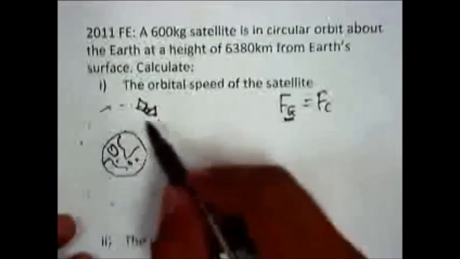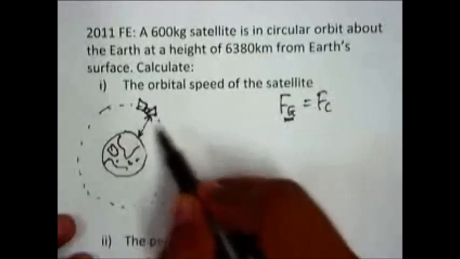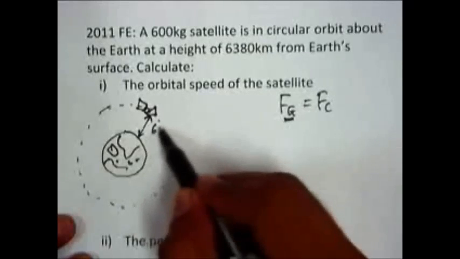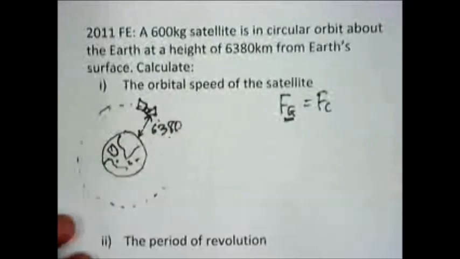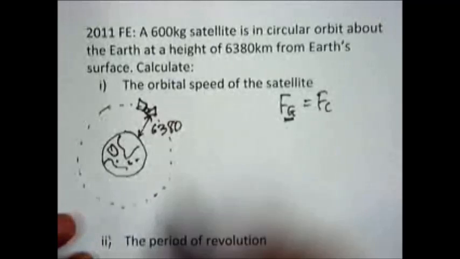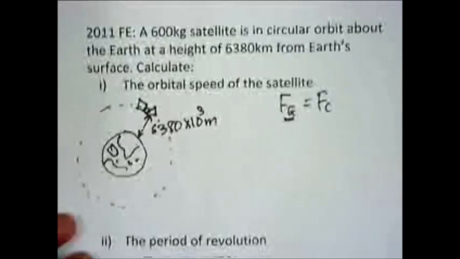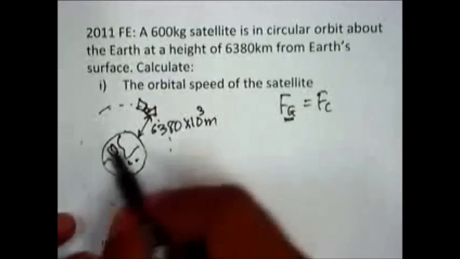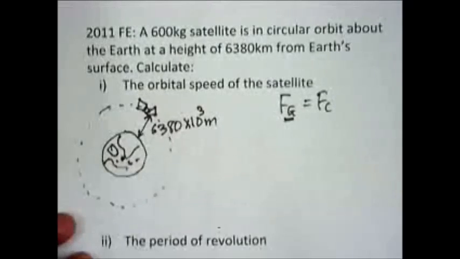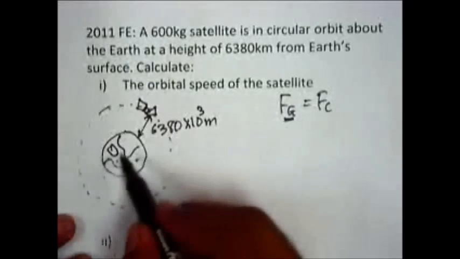Right? This height is given as 6,380 kilometers. Let's change that to meters there, so that means times 10 to the power 3 meters. Now every time you have a question like this, the radius is always taken from the center of the Earth, inside the core of the Earth.